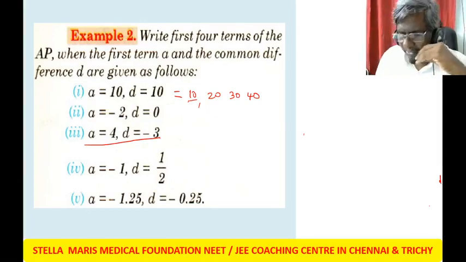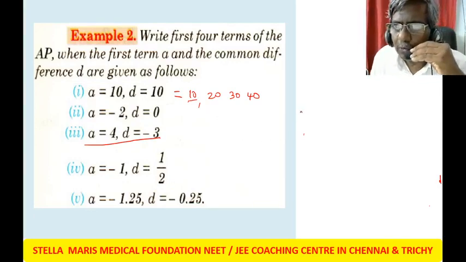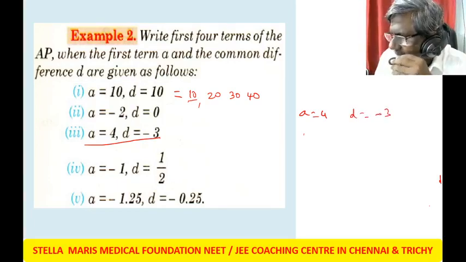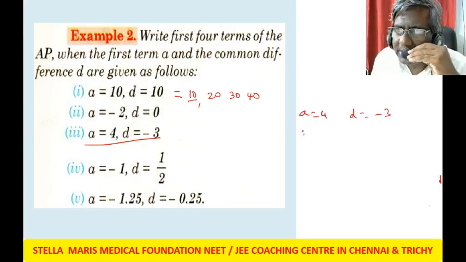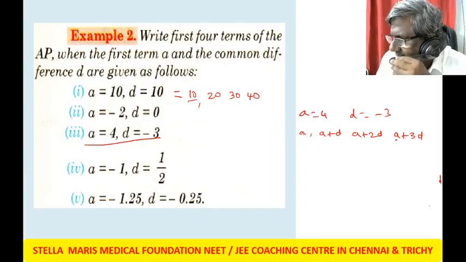Okay, the third one I will do. A is equal to 4, and the common difference D is equal to minus 3. See how the next terms will be. A is equal to 4. The second term will be A plus D, then the third term will be A plus 2D, then the fourth term will be A plus 3D. The form should be there.